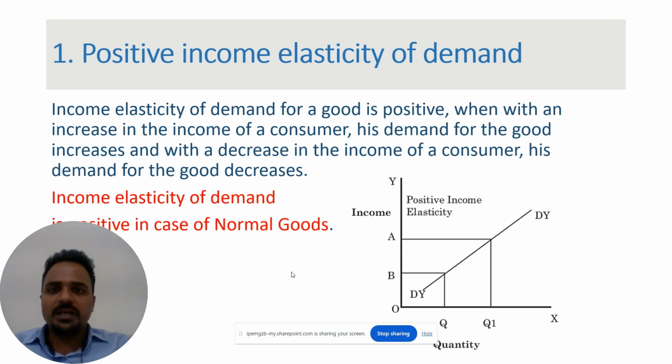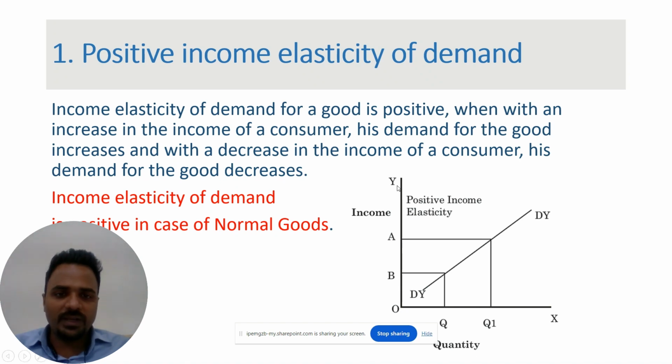Positive income elasticity of demand: income elasticity of demand is positive when with an increase in income of a consumer, demand for goods also increases, and with a decrease in income of the consumer, his demand for the goods also decreases. That is, there is a direct relationship between income of consumer and quantity demanded, and the same happens in the case of normal goods. So we can conclude that income elasticity of demand is positive in case of normal goods.